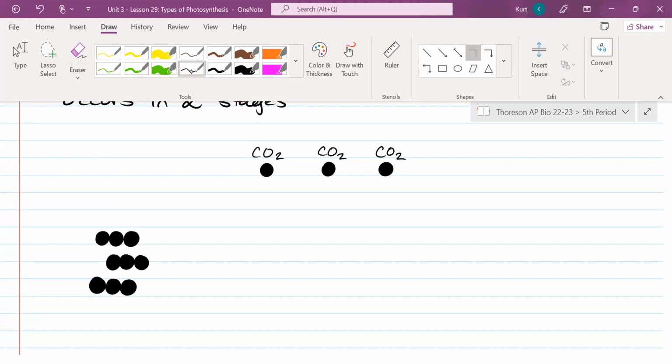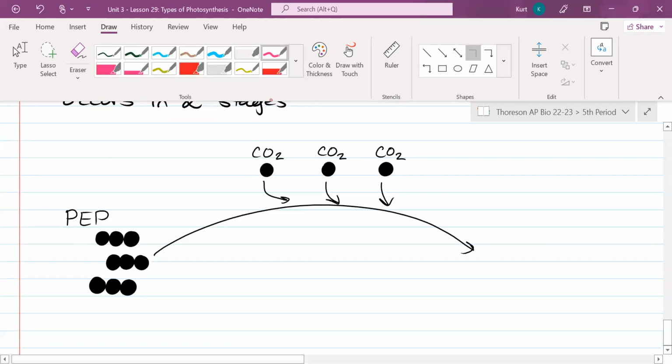These are not RuBP. RuBP has 5 carbons. These molecules are called PEP. You actually have seen these before. You saw these in glycolysis, which is part of cell respiration. What is 3 plus 1? 4. This is why it's called C4.